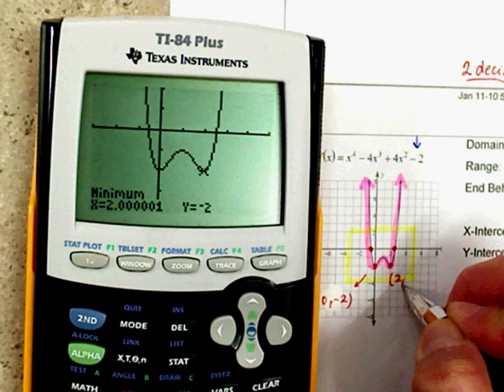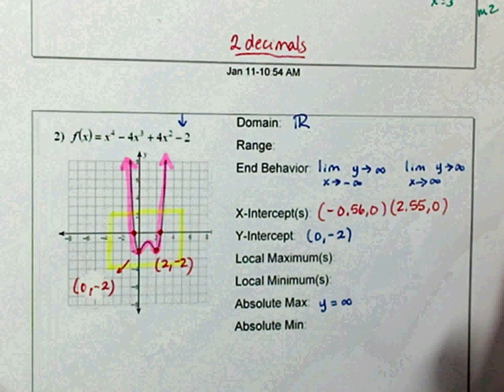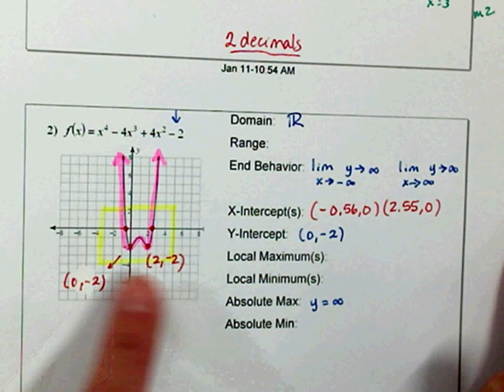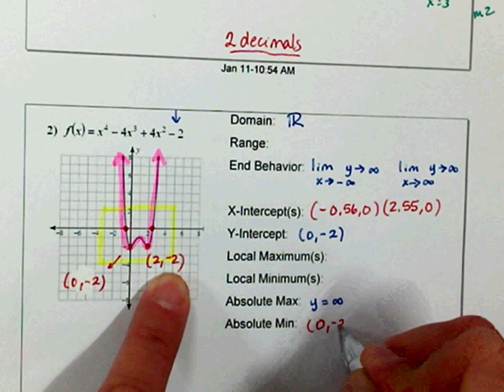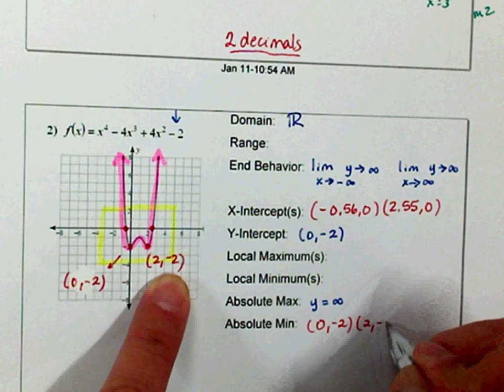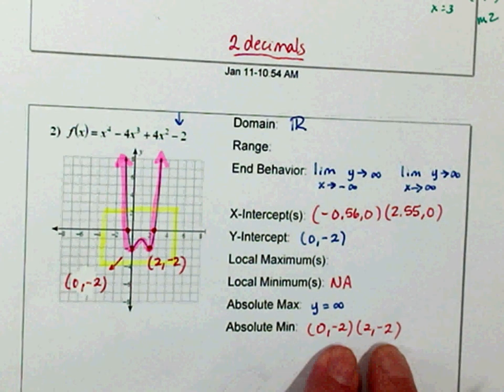All right. So, I have that information. See how both of them are negative 2? So guess what? They both are absolute minimum. 0, comma, negative 2, and 2, negative 2. And there is no local minimum, because the y-axis value are the same, the y value.